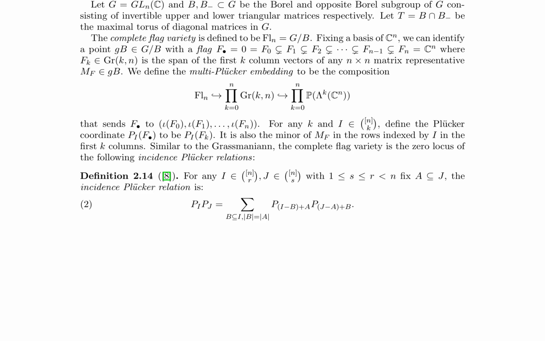F_0 subset of F_1 subset of ... subset of F_n equals C^n, where F_k is the span of the first k column vectors of any n times n matrix representative M_F in G/B. The multi-Plücker embedding is defined as the composition of the Plücker embeddings of the Grassmannians Gr(k,n), for k equals 0 to n. The authors also define the incidence Plücker relations, which are used to define the complete flag variety Fl_n as the zero locus of the ideal generated by these relations.